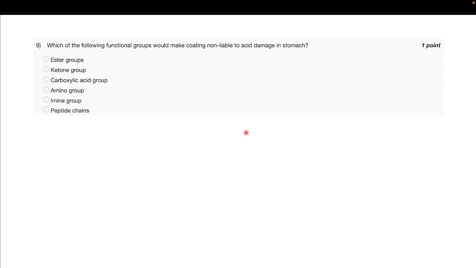Okay. Next is which of the following functional groups would make coating non-labile to acid damage in stomach? Seems a little repetitive. Sorry? Can you please? Ester group. Okay. Yeah, option 1. Okay. Anybody else? Thank you for answering.